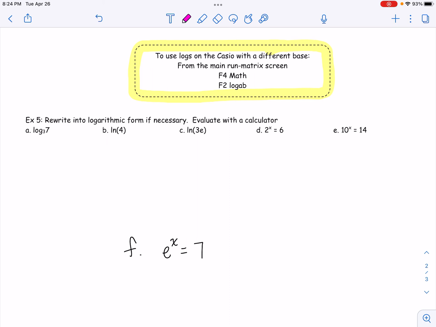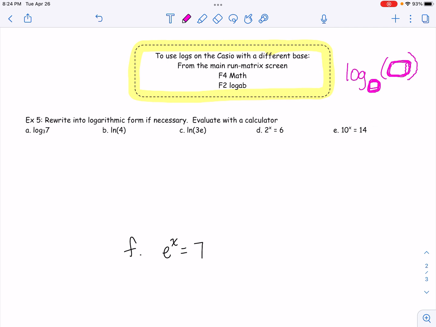You can go to F4, which is math. If you're just on that run matrix screen, you can go to F4, which is math. And then if you look at F2, you're going to see log AB. When you hit that button, log AB, it's going to look something like log with a little box here and then a box here in parentheses. So it gives you the option to type something here for the base, and it gives you the option to type something here for the argument. So that's exactly what we're going to need in these next couple of problems.